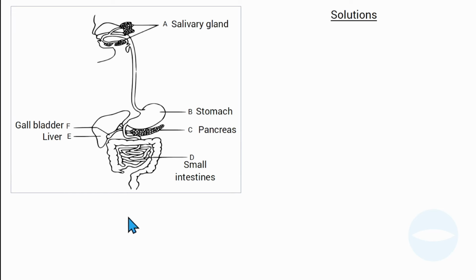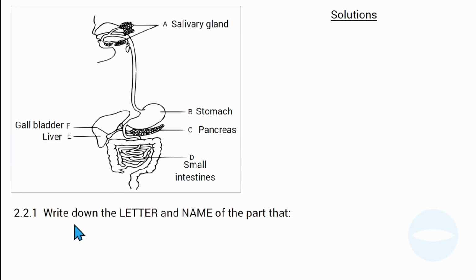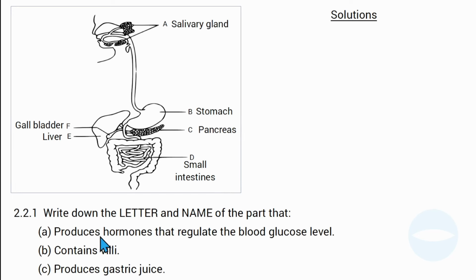The questions will appear underneath the diagram, while the solutions will be here, but I will show you. You will just follow the mouse. Question number 1 says, write down the letter and the name of the part that. Don't forget, you have to write the letter and the name. Don't just write the name or the letter only, you will get half a mark. So let's see what the question is.